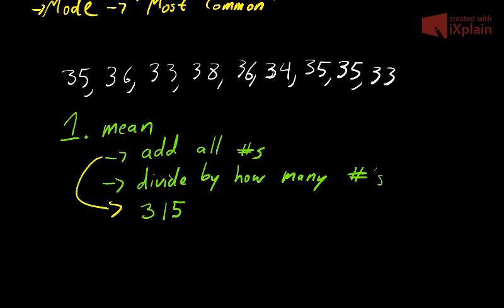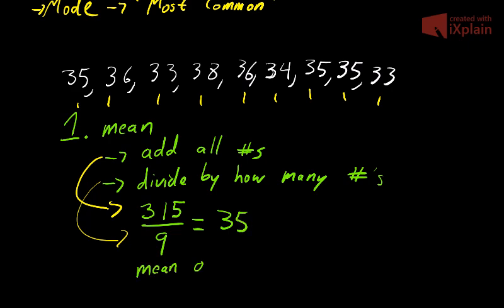So the next thing I have to do is divide by how many numbers. How many numbers do we have? We have 1, 2, 3, 4, 5, 6, 7, 8, 9. So we've got 9 numbers there. So we're going to divide by 9. 315 divided by 9 is going to give me 35. And that means we have a mean of 35.